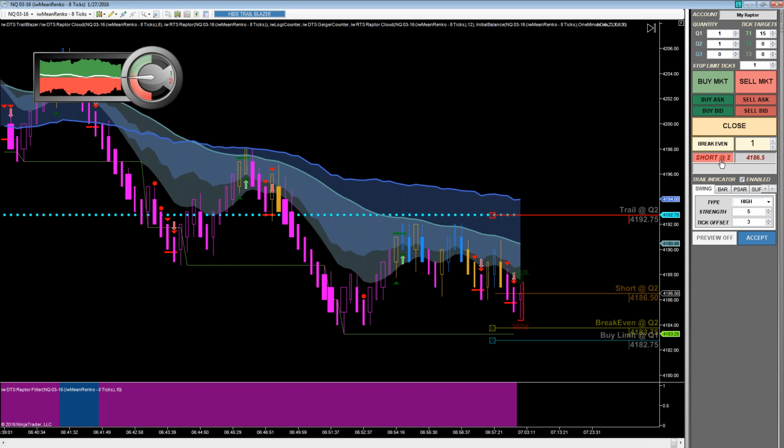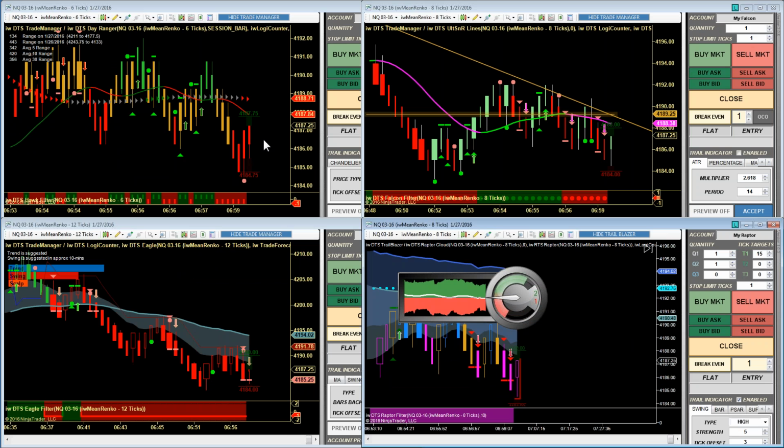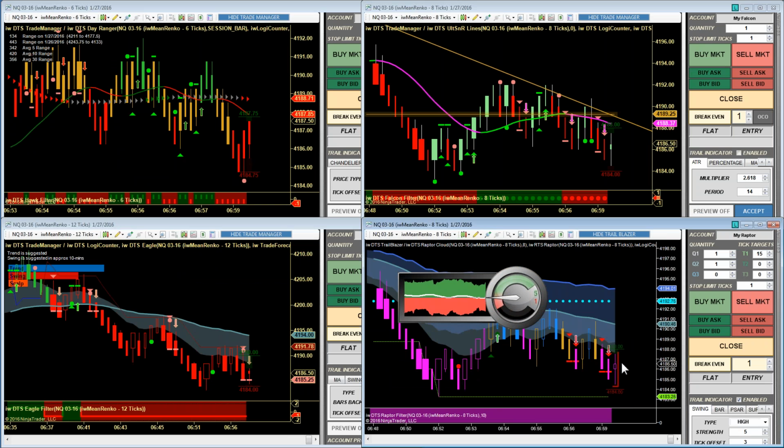All right, so that's what makes the Trailblazer unique, is that if you're requiring faster entries, say if you're using the Hawk Scalper, I've often thought about putting the Trailblazer here on the Hawk Scalper because I can enter just with one click. But you need to know more or less what your risk exposure will look like.